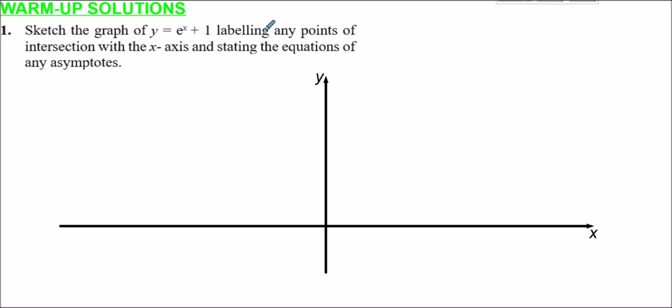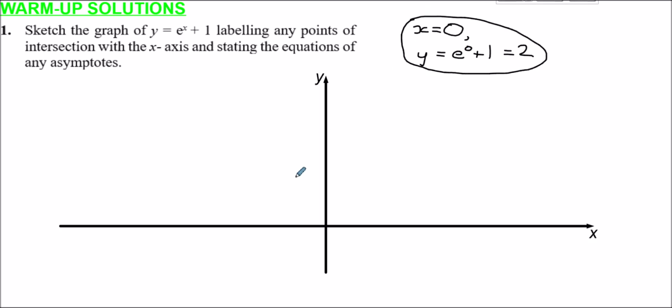So in terms of the y-axis intercept, what we need to do is think about the value of y when x is 0. So when x is 0, we've got that y is going to equal e to the power 0 plus 1, which is going to be 1 plus 1, which is 2. And so it's going to cross the y-axis at 2. So we need to put this in like so.